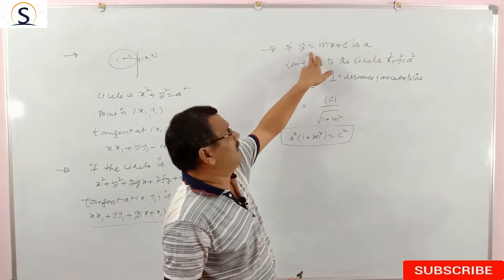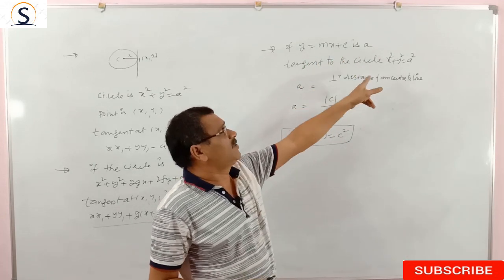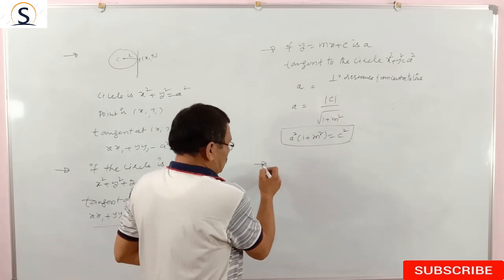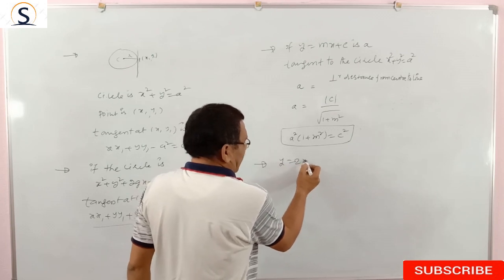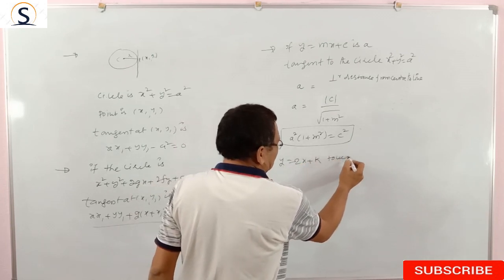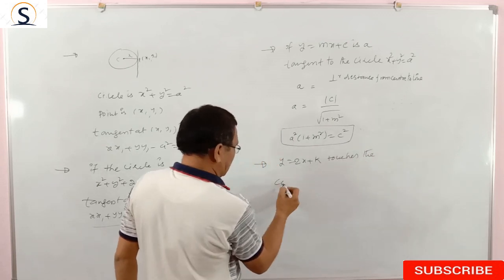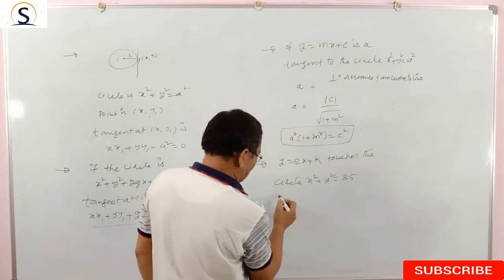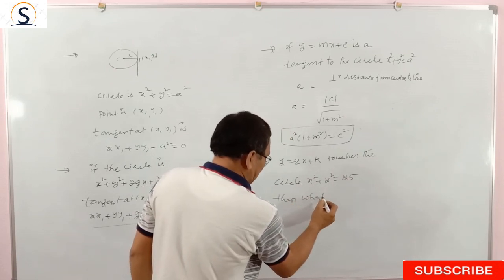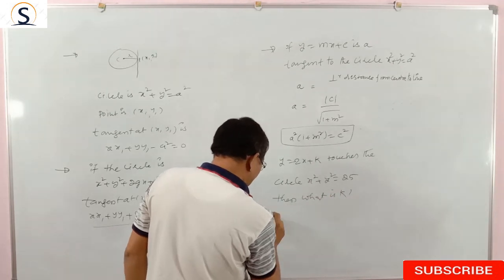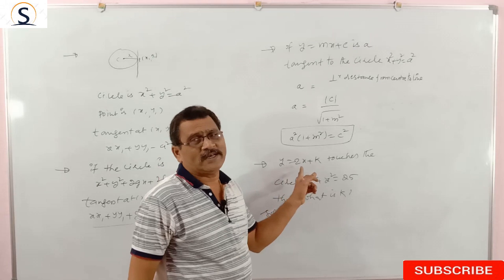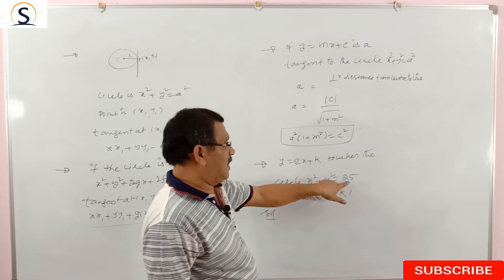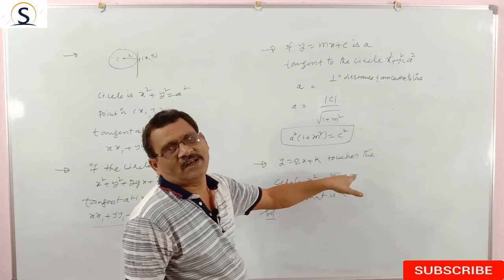Whenever a line in the form y is equal to mx plus c and the circle x square plus y square is equal to a square is given, this is the condition. Sometimes, suppose y is equal to 2x plus k touches the circle x square plus y square is equal to 25. Then what is k? He is asking the k value when the line y is equal to 2x plus k touches the circle. Apply this condition. A square means what? a is 5, 5 square is 25.